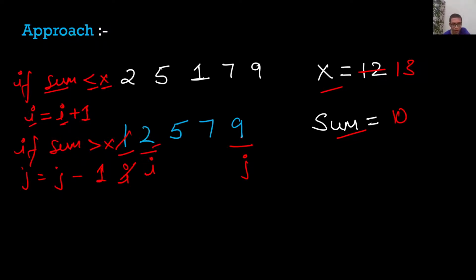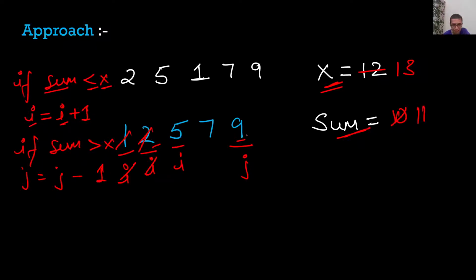So now we have 2 and 9. 2 and 9 is 11. So we have 11 over here. Again, the sum is smaller than x. So again, I'll increment the value of i. So I'll discard this and again, I'll move i to the next element.